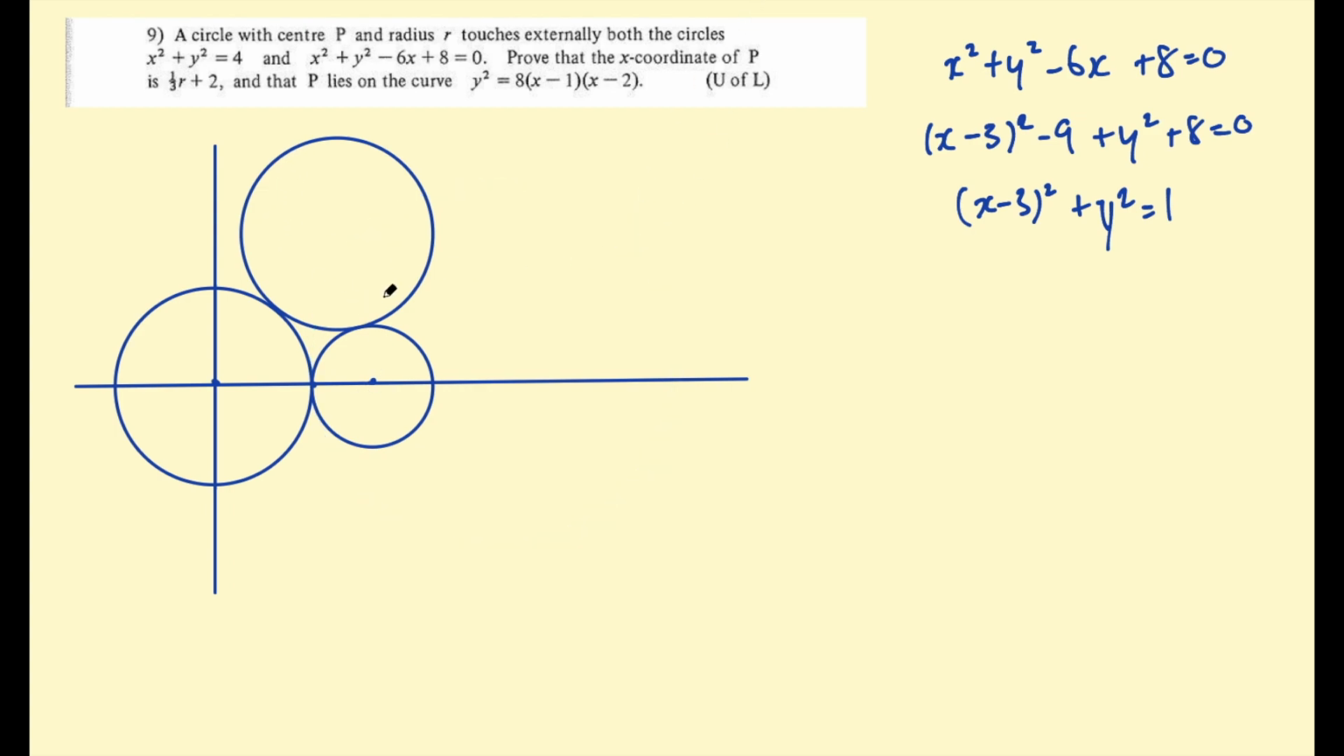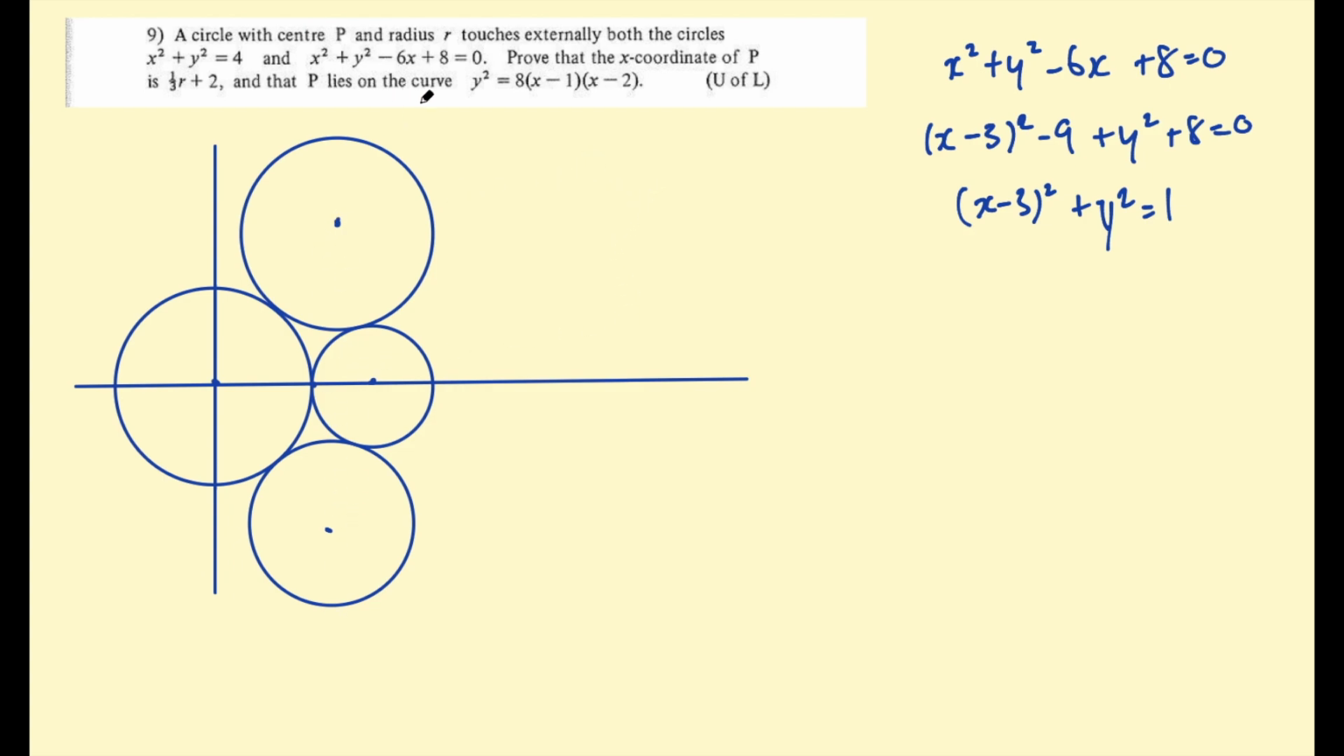Okay, so we have another possibility. The circle could also be down here. But they're the only 2 possible cases, right? There's no other circle you could draw touching both externally like this. So we have 2 possibilities. In either case, the x coordinate will be the same. It's just the y coordinate that's reflected in the x-axis.